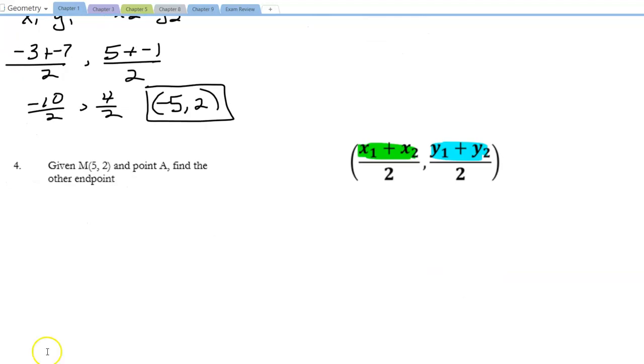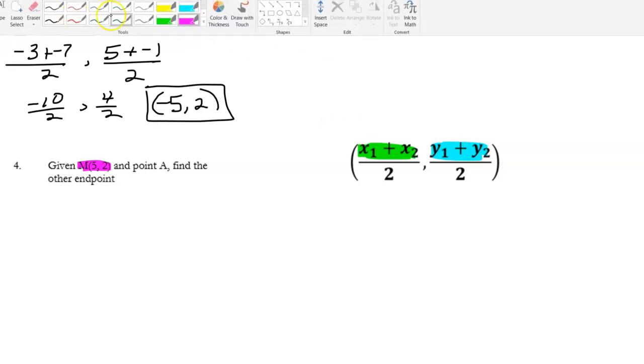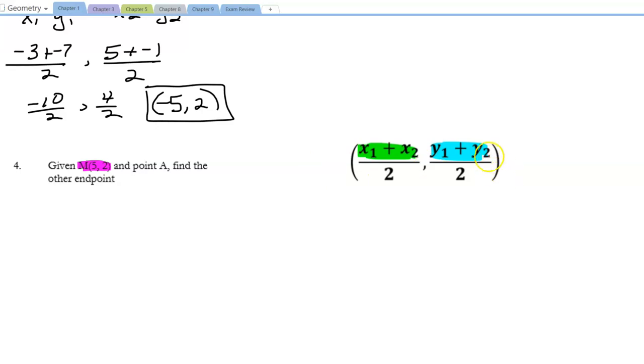Okay, so this last problem we need to do is going to be a little different, okay? And what makes it different is I'm giving you the midpoint, and a point A, and we need to find the other point. All right, so let's see. We know that this right here is our midpoint formula, and so this gives us x of the midpoint, and it gives us y of the midpoint. And so we're going to have to do this last problem a little differently.